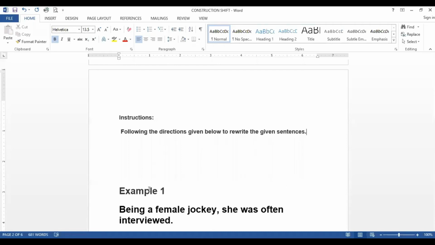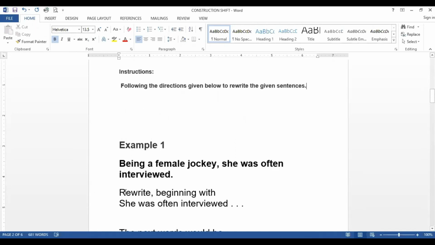Now, just as we did yesterday, we need to understand what the original sentence is telling us. What does it mean when they say being a female jockey? She was often interviewed. Why was she interviewed often? Because she was a female jockey, right? So you need to first decode and understand the original sentence before you are able to reconstruct the sentence. Now, if you think about it, when you look at equivalent sentences and in the case of construction shift, these are all things that help to build your writing. It helps to build your speaking, and it also helps you in your comprehension.